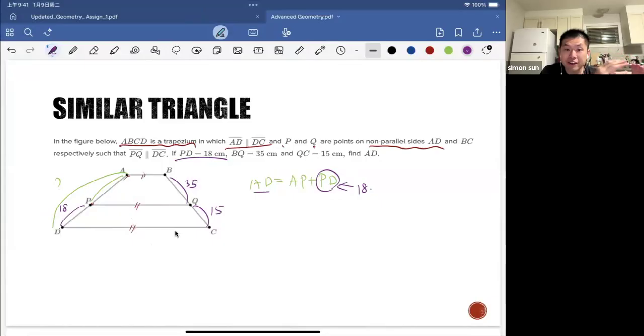Oh, this one we have to calculate AD, the total length on the left part, not just AP. After you calculate the length of AP, you have to add 18, so you have the total length for AD.